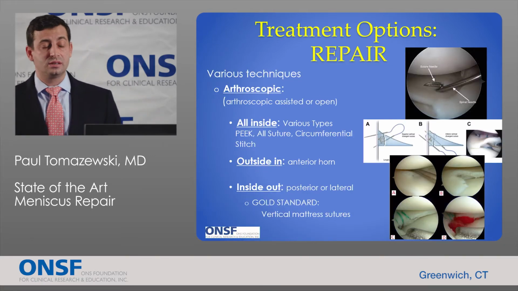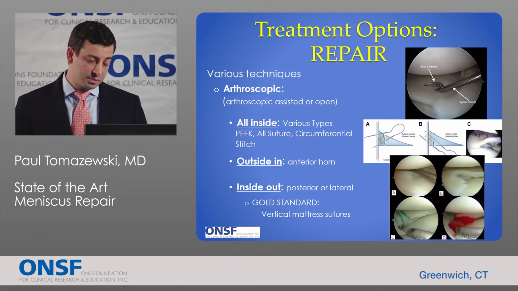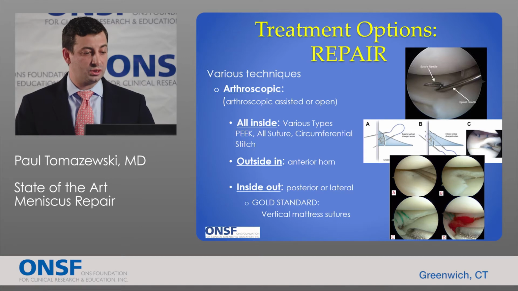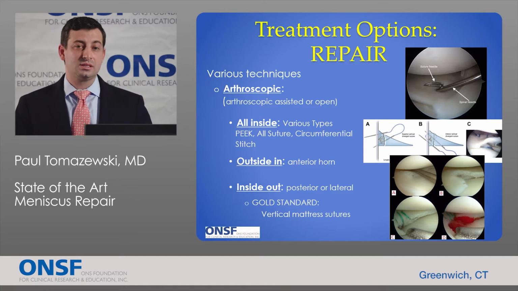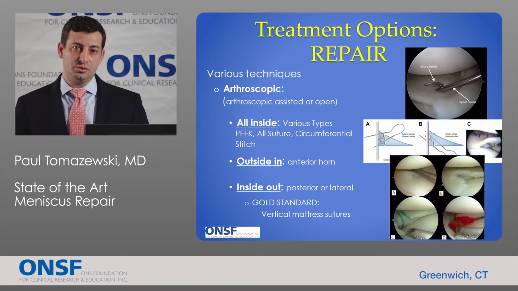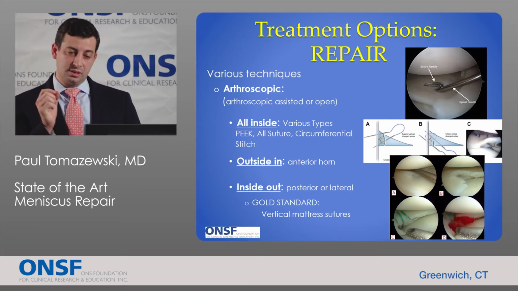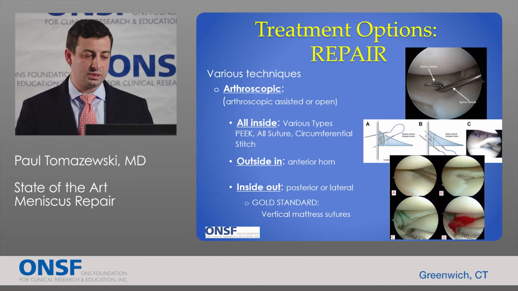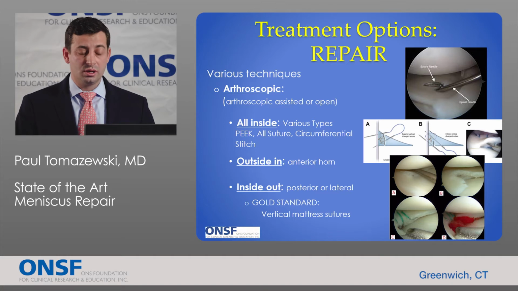There are various different techniques for repair. Most are done arthroscopically now. Sometimes there are still some open repairs, but most are done arthroscopically. All-inside means that all of the suturing is done inside of the knee joint through the two portals. Outside-in is where we're coming from the outside of the joint to inside the joint and tying on the capsule. And inside-out is passing needles from inside the joint to outside the joint and tying again on the capsule. That is considered the gold standard for meniscal repair.